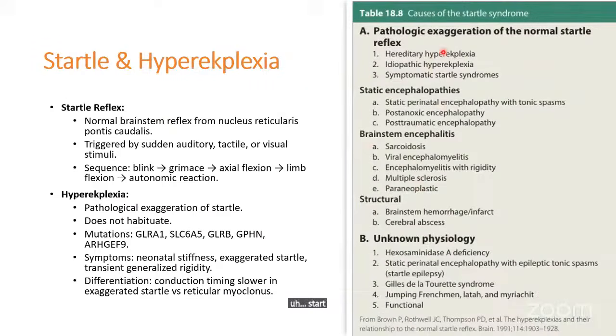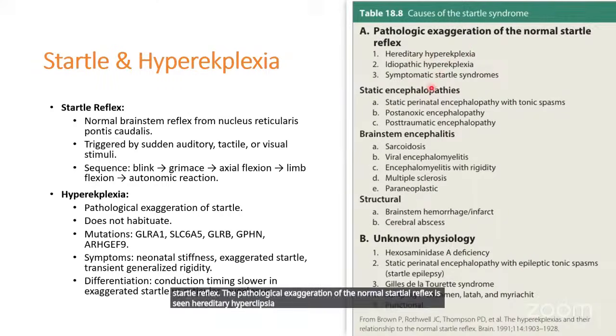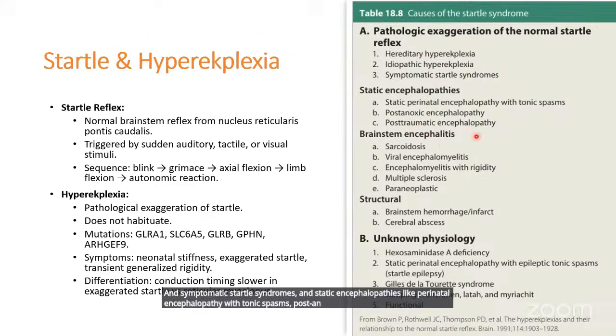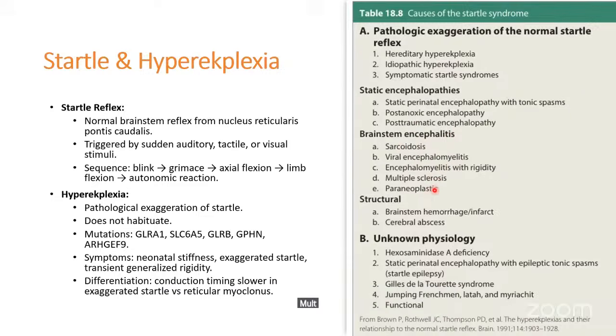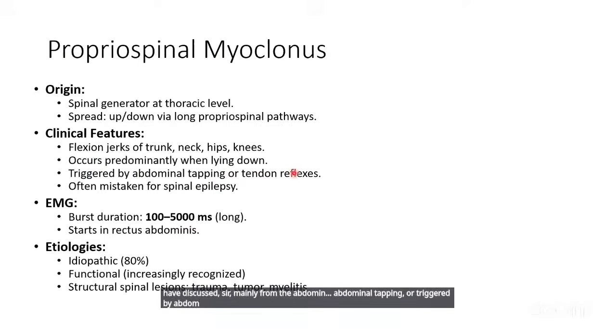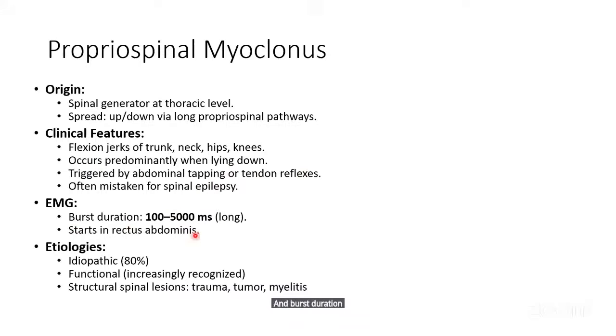Startle reflex: the pathological exaggeration of the normal startle reflex is seen in hereditary hyperekplexia, idiopathic hyperekplexia, and symptomatic startle syndromes, and static encephalopathies like perinatal encephalopathy with tonic spasm, post-anoxic encephalopathy, and traumatic encephalopathy. It is also seen in brainstem encephalitis such as sarcoidosis, viral encephalomyelitis with rigidity, multiple sclerosis, and paraneoplastic causes. Propriospinal myoclonus, which we have also discussed, is mainly triggered by abdominal tapping or tendon reflexes, and the burst duration is 100 to 5000 milliseconds as it is not going to the cortex.